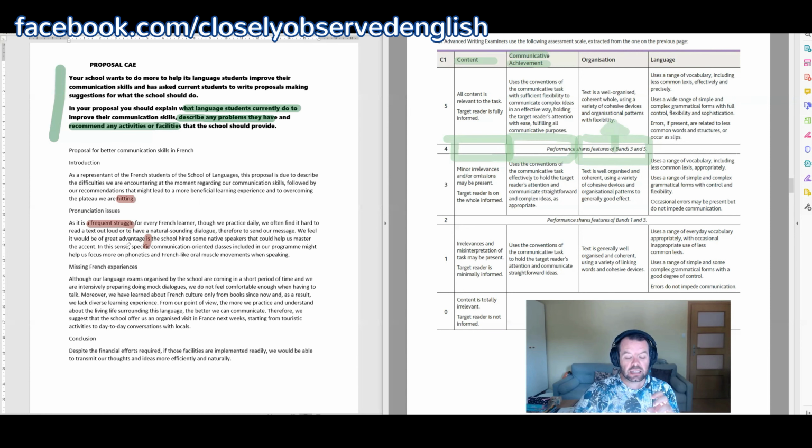I like this. In this sense, specific communication-oriented classes included in our program, and that's nice, might help us focus more on phonetics, good, and French-like oral muscle movements. That could be misinterpreted by the wrong person, certainly.